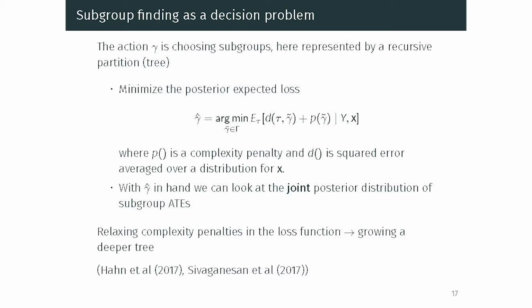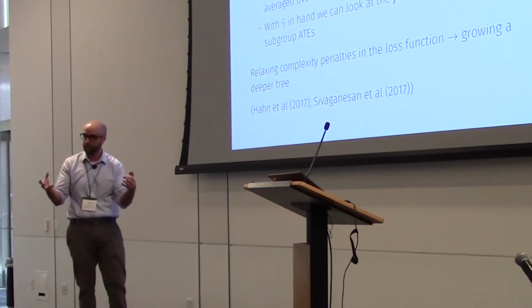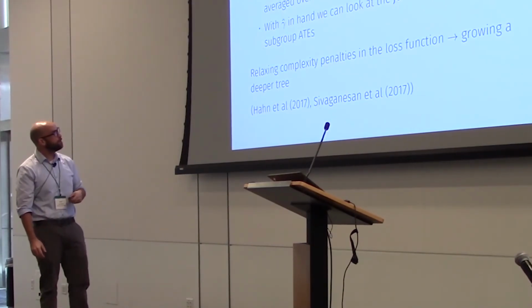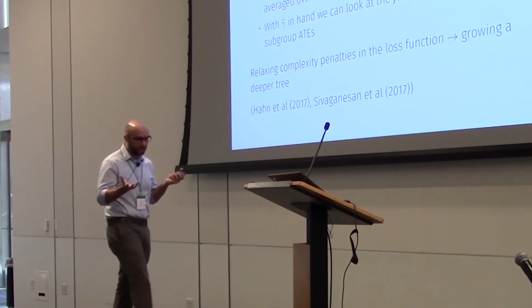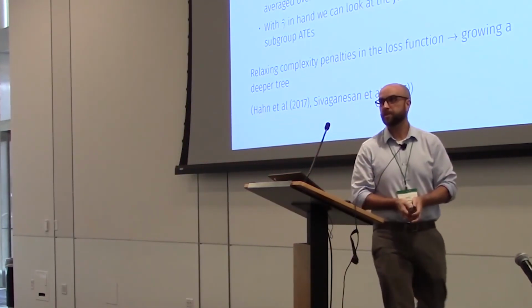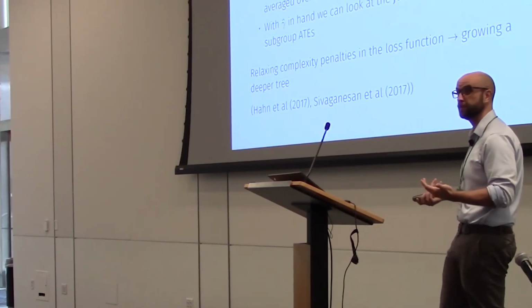If you care to write it down formally in math, you can do that, right? So we have a squared error approximation for the subgroup means to the true function that we estimated. We have a complexity penalty that basically says how deep is that tree. But we can actually solve this Bayesian decision problem to give me a recursive tree partition, and then I can look at posterior distributions of conditional average treatment effects inside of those buckets.